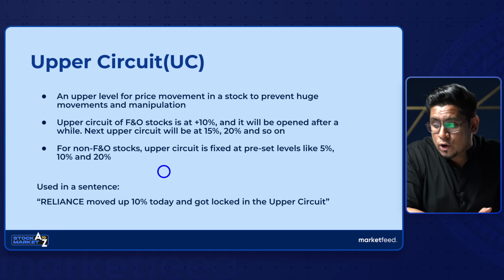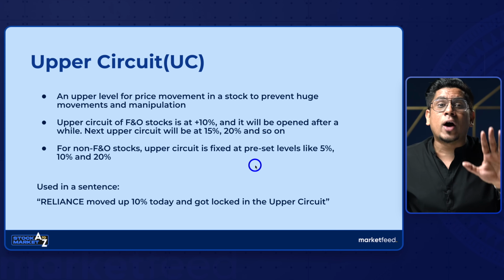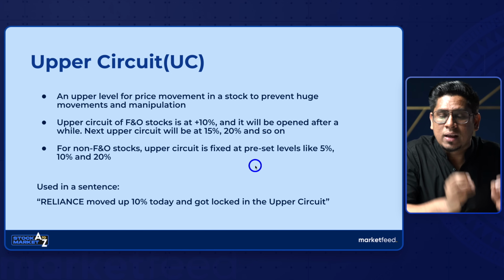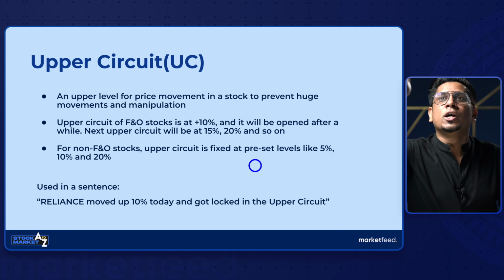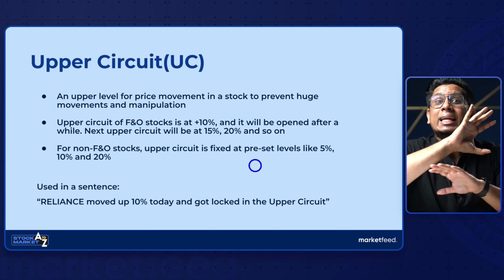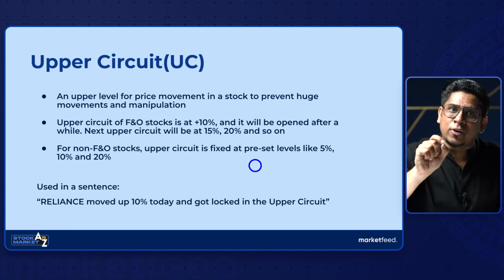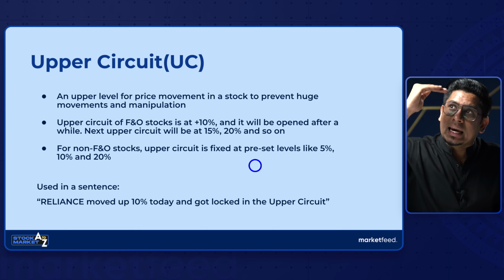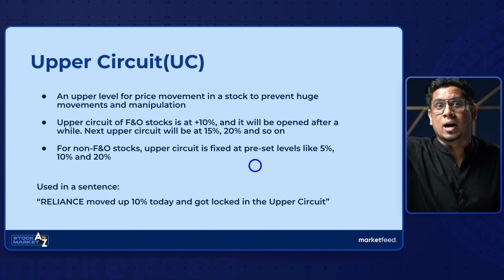So for non-FNO activated stocks, the upper circuit is fixed at preset levels like 5%, 10% and 20%. Now the NSE decides this. That is, NSE says that for certain non-FNO stocks, the upper circuit is 5%. In those stocks, if the stock moves up till 5%, then it gets locked there. It cannot move up further from 5% on a specific day. The next day, it can move up again another 5% maybe, but that day it gets locked at 5%. It can come down if it wants to, but it wouldn't move up from 5%.